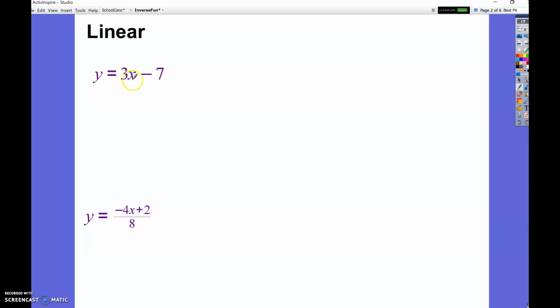Example here we have y equals 3x minus 7. If you were going to plug a number in, like say 2, the first thing you would do is multiply by 3 and then minus 7. Well, to find the inverse, we're going to go the opposite way and the opposite operation. So I'd add 7 and divide by 3. So again, if you plug in 2, you get 6 minus 7, out comes negative 1.